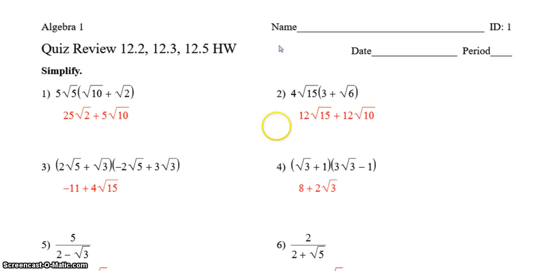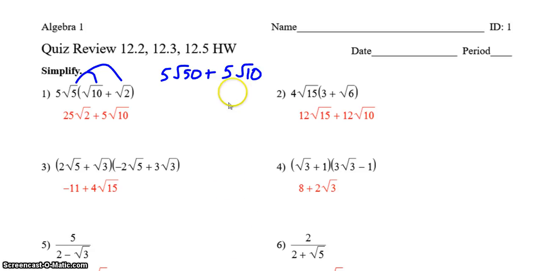So, if you look at number 1 and number 2, basically what you have to do here is distribute to get rid of your parentheses. So, in the first one, I'm going to distribute 5 root 5 to both terms, and that's going to become 5 root 50 plus 5 root 5 times root 2 is 5 root 10. Remember, when you're multiplying, inside goes with inside, outside goes with outside.